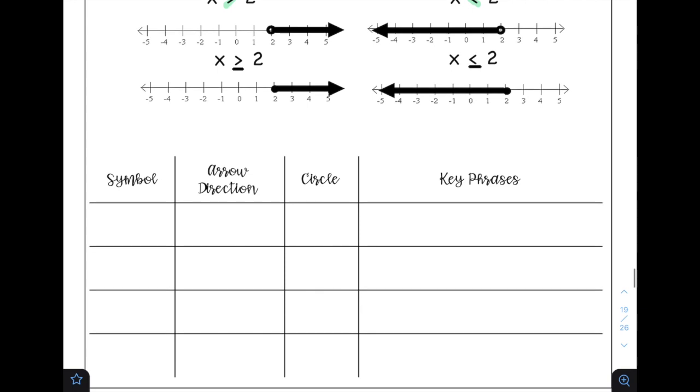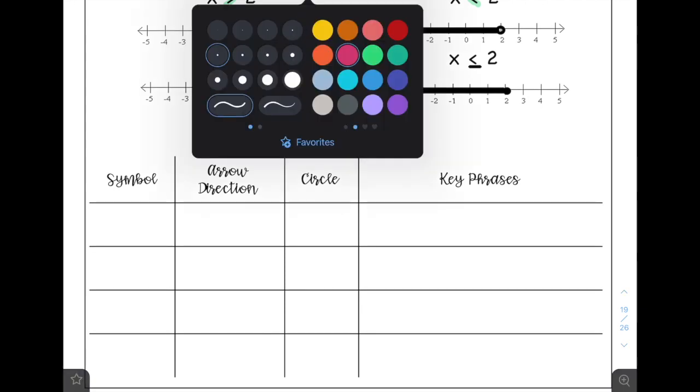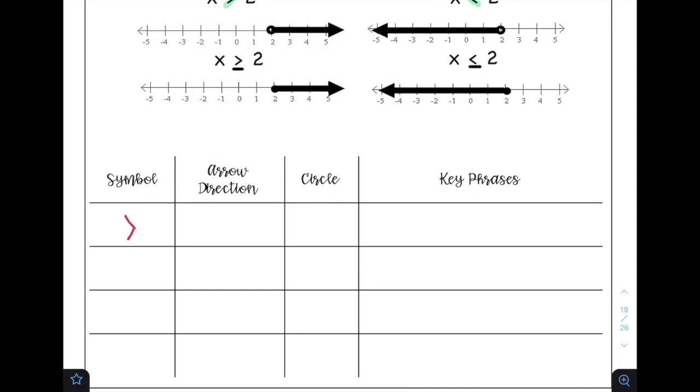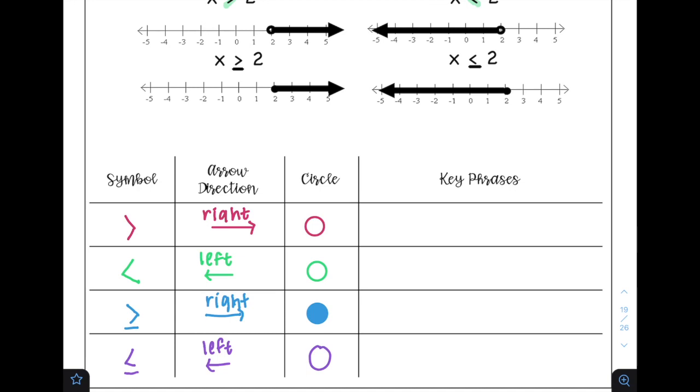So if we have our symbols, we have greater than. So our arrow direction is going to be to the right. The circle is going to be open. When we have less than, it's going to be to the left, and we're going to have also an open circle. Greater than or equal to, it's still going to go to the right, but here we're going to have a closed circle. And then for less than or equal to, it's going to go to the left, but here also we're going to have a closed circle.